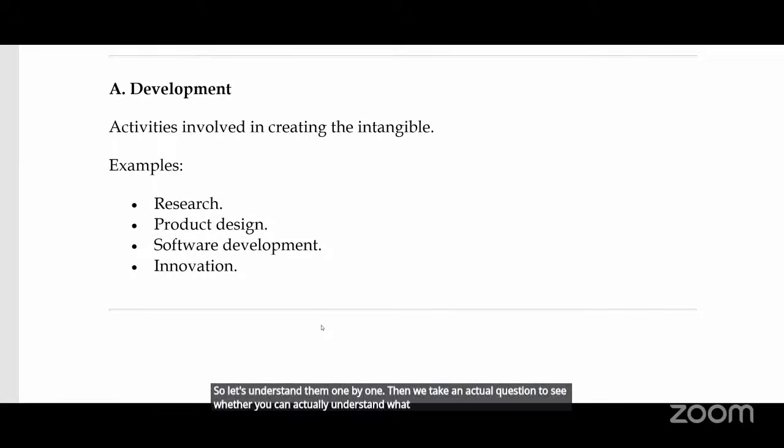Then we take an actual question to see whether you can actually understand what is going on. So when we talk about development, these are activities involved in creating that intangible asset. The functions performed may be research, product design, software development, innovation, the things that you actually do to develop that asset.